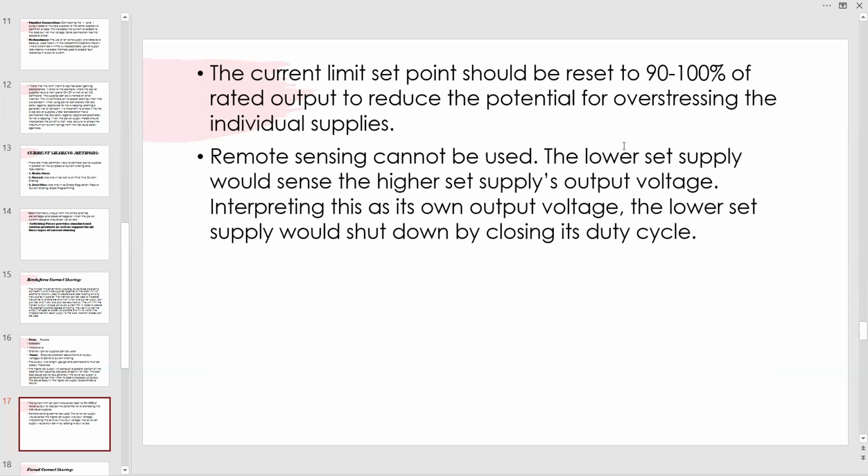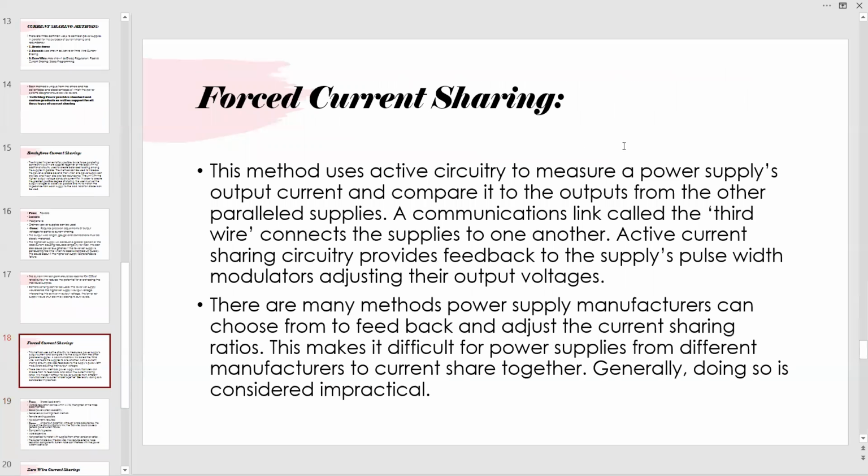Remote sensing cannot be used. The lower set supply will sense the higher set supply's output voltage, interpreting this as its own output voltage. The lower set supply will shut down by closing its duty cycle. Next, forced current sharing.